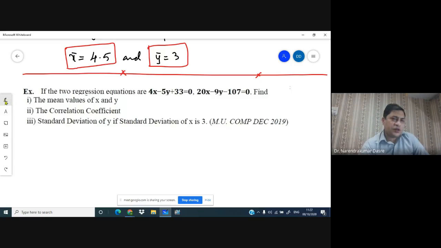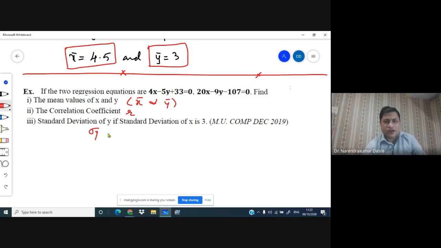So first we need to understand what this problem is and then what we want to find out. So here mean values of x and y, that means we have to find out x bar and y bar. The correlation coefficient we have to find out r. Then we have to find out standard deviation of y. So we have to find out sigma y when given sigma x is 3.